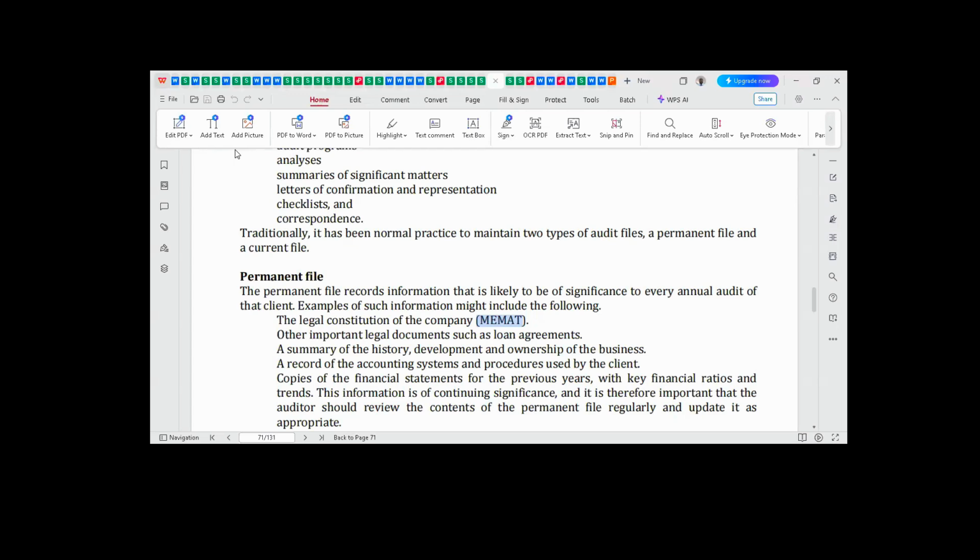Number three, a document that is contained in the permanent audit file is a summary of the history, development, and ownership of the business. This does not change unless there's something drastic that has happened. If you look at First Bank now, First Bank is the oldest bank in Nigeria. The history cannot be changed. It's the oldest bank in Nigeria, followed by maybe Union Bank.